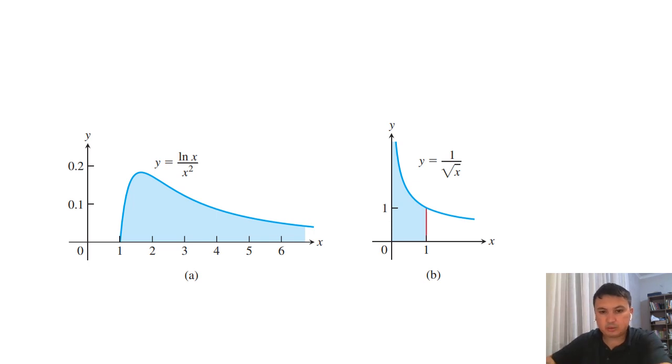Essentially, we have two cases for improper integrals. One of them is the case of ln x over x squared. The question here is, what is the area under this curve from 1 to infinity? To find out, you would be integrating ln x over x squared from 1 to infinity. As x increases, ln x over x squared tends to 0. It gets very close to the x-axis, but never touches it. It just goes on and on.